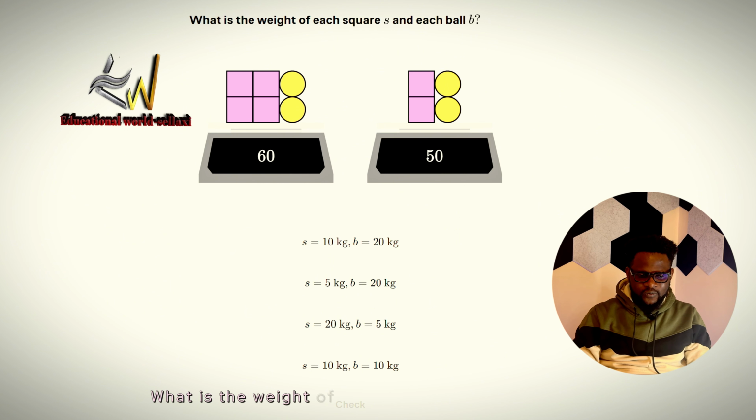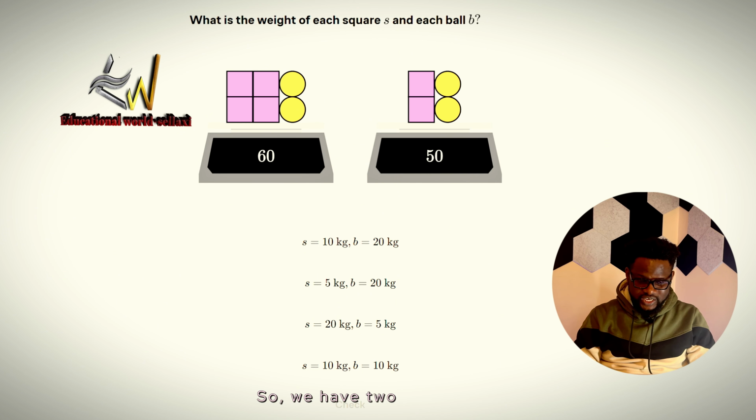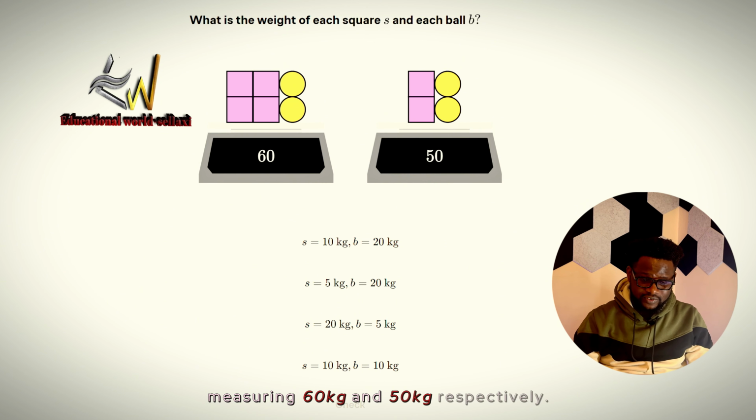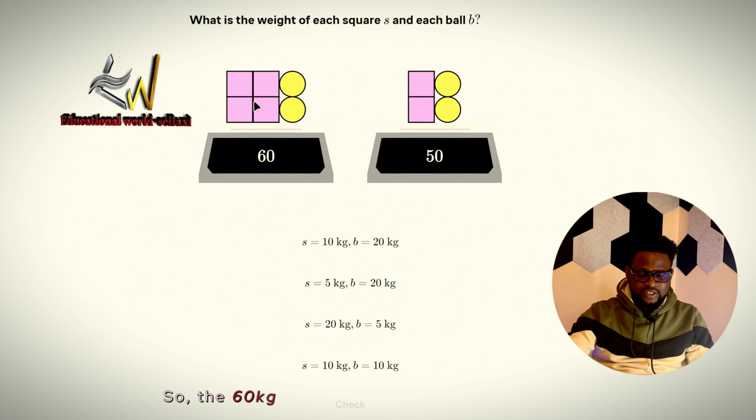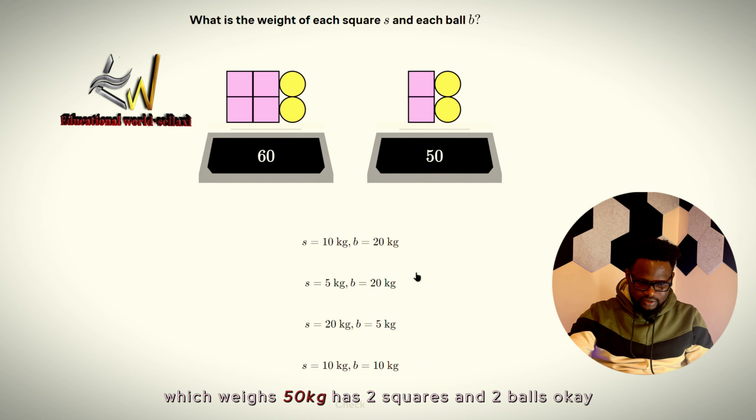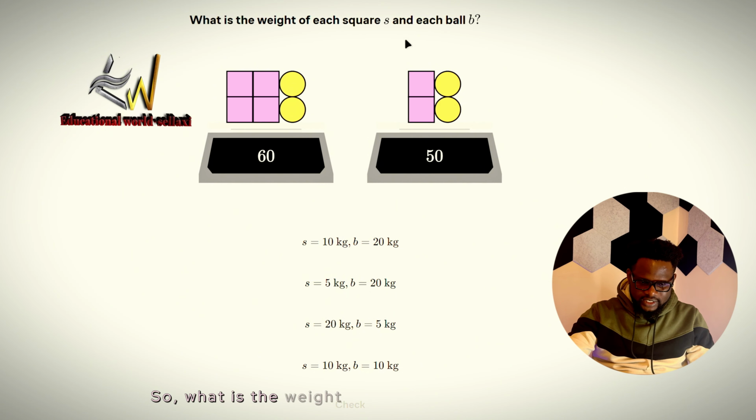What is the weight of each square S and each ball B? So we have 2 scales here measuring 60 kg and 50 kg respectively. So the 60 kg scale has 4 squares and 2 balls, and this other one, which weighs 50 kg, has 2 squares and 2 balls. So what is the weight of each square and each ball?